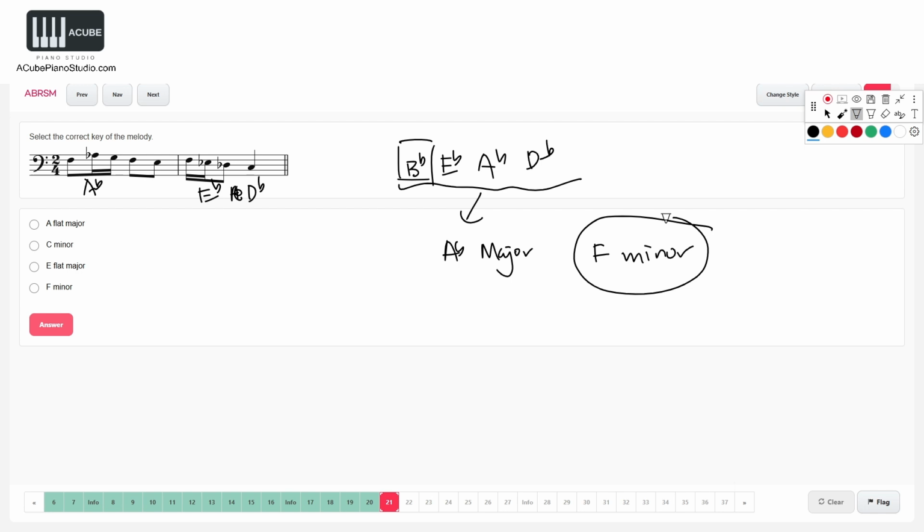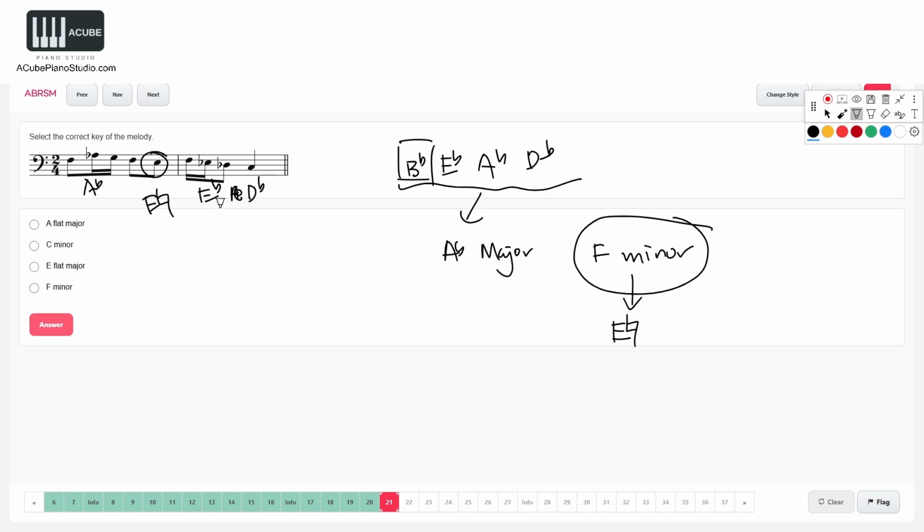So is it going to be A flat major or F minor? F minor. For F minor, the seventh note is E, and because there's E flat, instead of writing E flat, I'll have E natural. You'll say, oh, there's E flat, so it must be A flat major. But be careful. Look here. This is E natural. So there's an E natural here, then there's an E flat here.